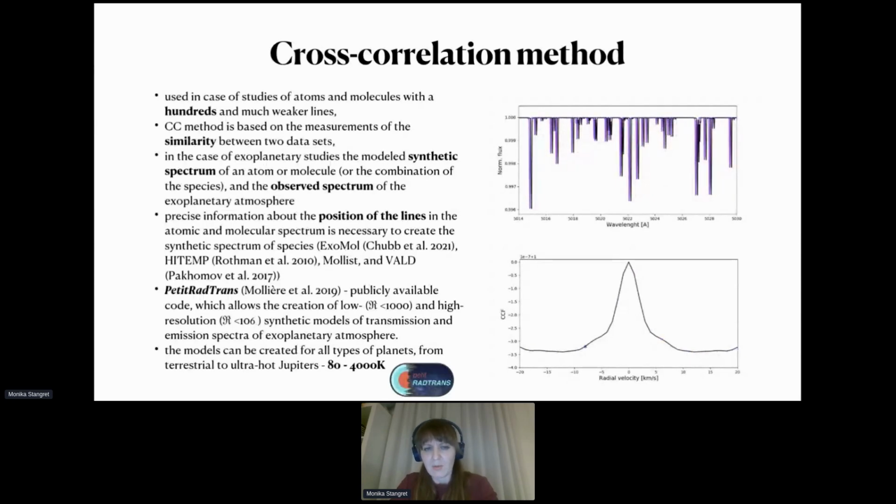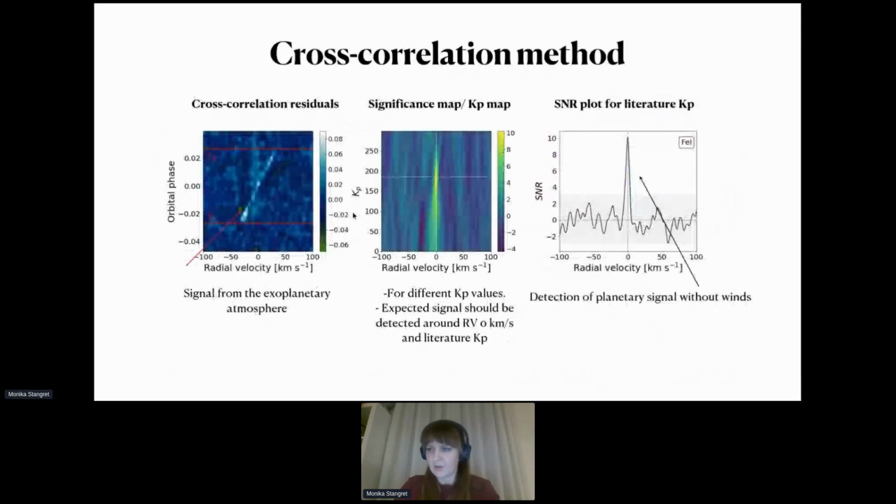And thanks to this, we are able to create synthetic models of the atmospheric spectrum for different temperatures of the planets, from terrestrial to ultra-hot Jupiters. And here I would like you to focus on the left panel, which is the result from the cross-correlation. On the y-axis, we have orbital phase. On the x-axis, we have different radial velocities, depending on the step that we are using in the cross-correlation. And as you can see here, this is the signal coming from the planet.